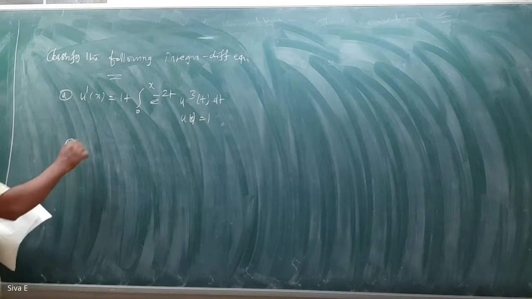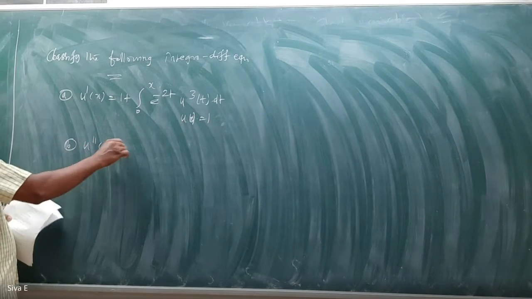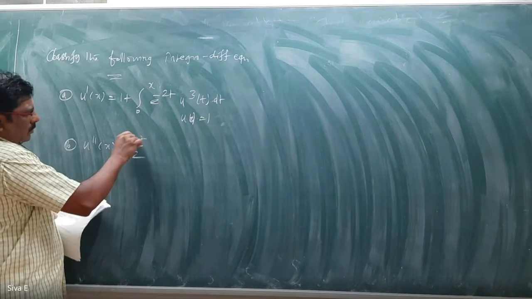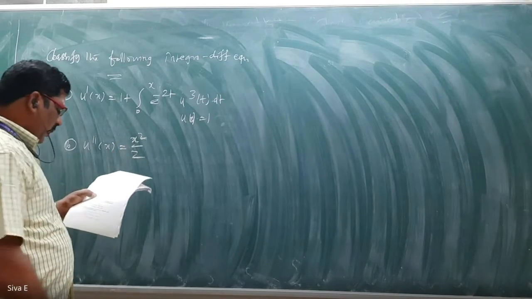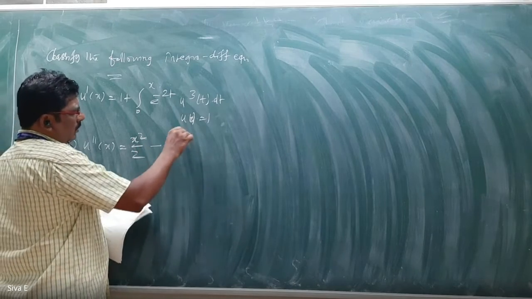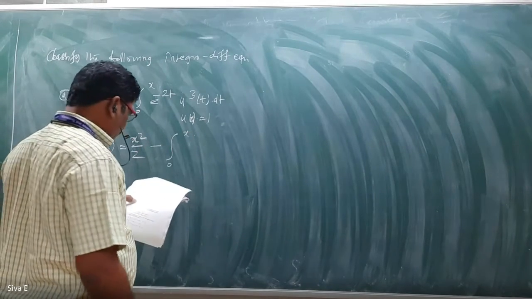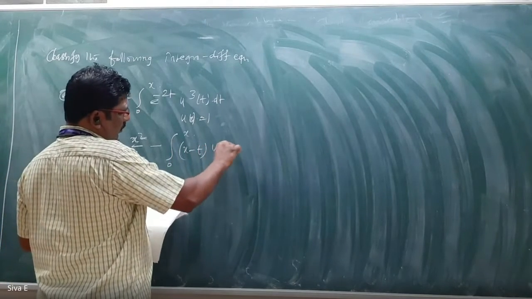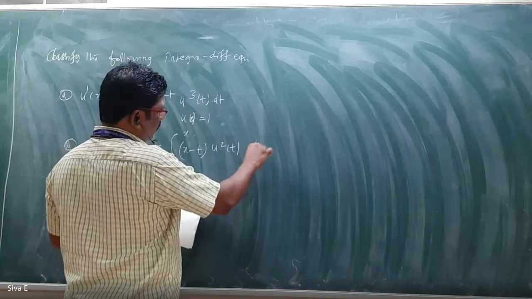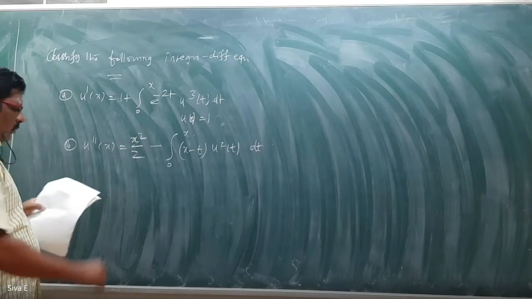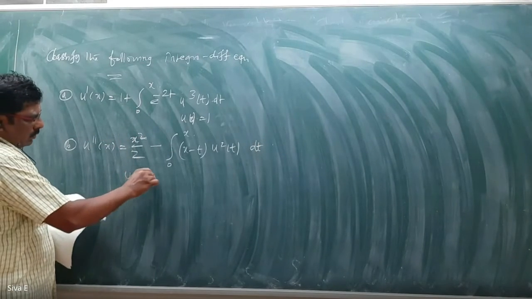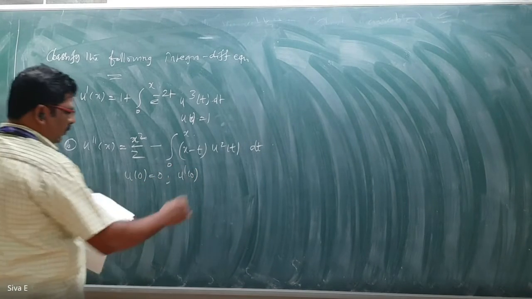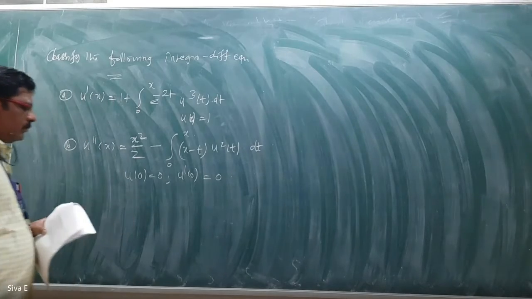u double dash of x equals x square by 2 minus integral 0 to x of (x minus t) u square t dt, where u of 0 equals 1 and u dash of 0 equals 0.